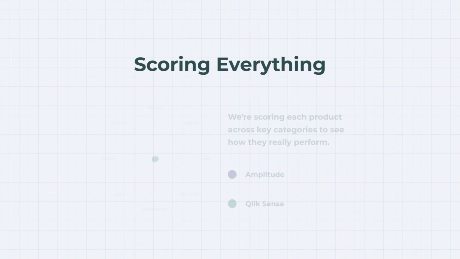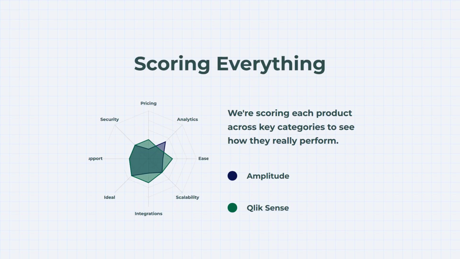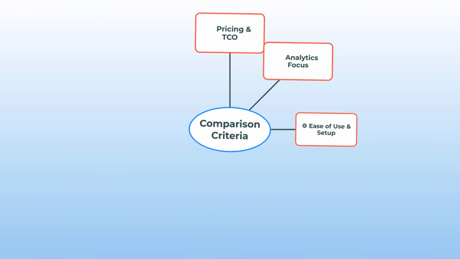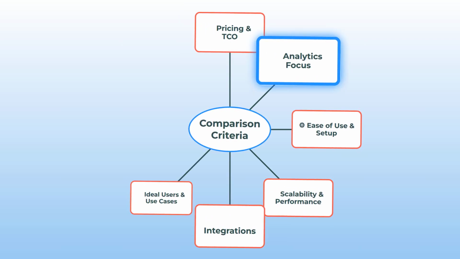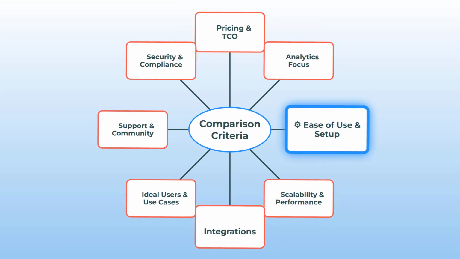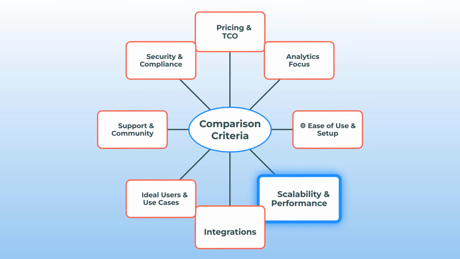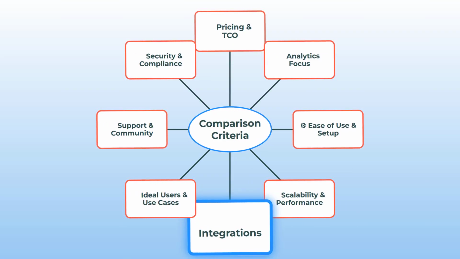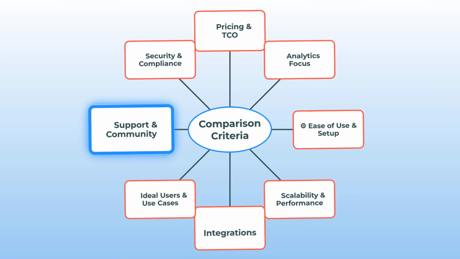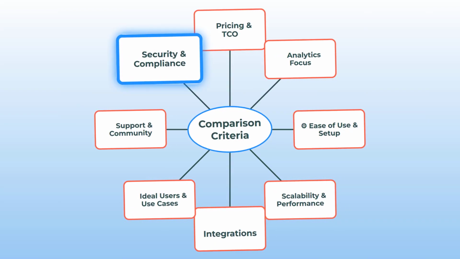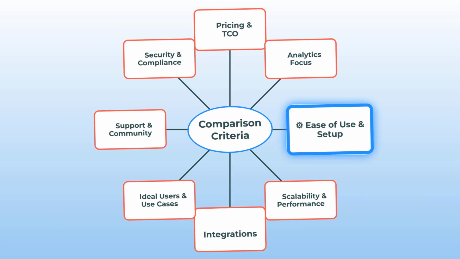Each category earns points, and by the end, you'll see a crystal clear winner for 2025. The result might surprise you. Quick spoiler, here's how we're comparing them. Yep, we're covering pricing, analytics focus, ease of use and setup, scalability and performance, integrations, who they're really made for, support and community, and couldn't skip security and compliance. Visualizing all of that in this nifty mind map so you can see where each shines.